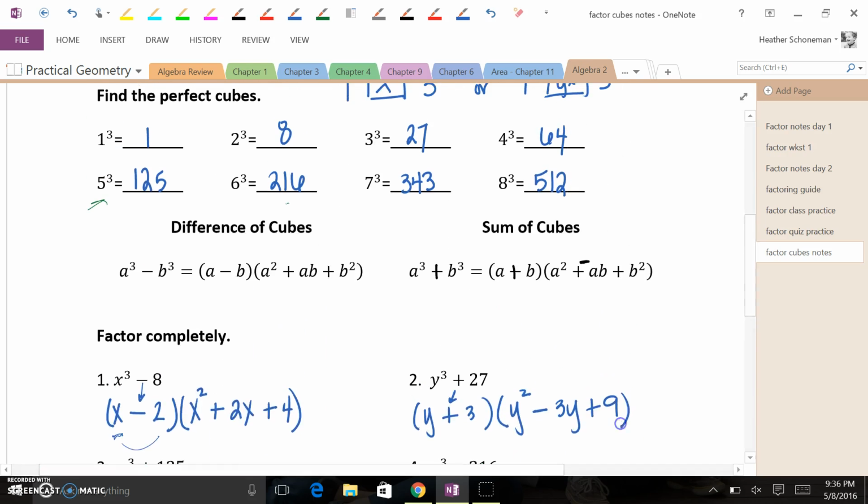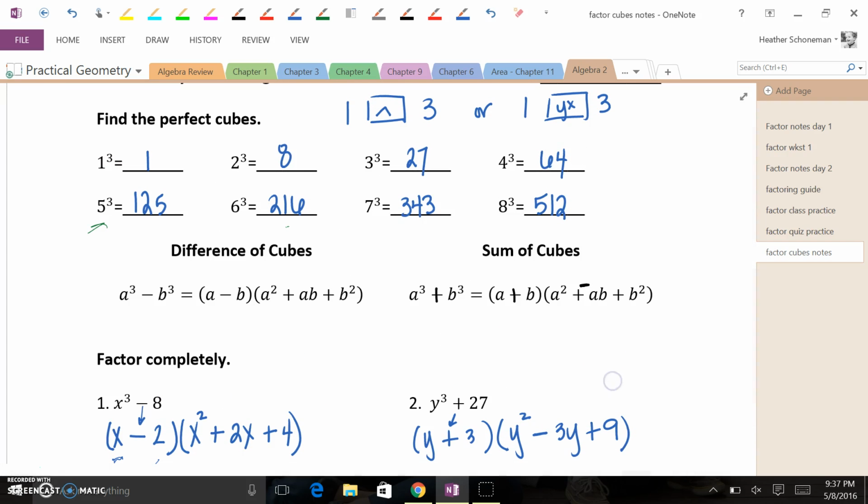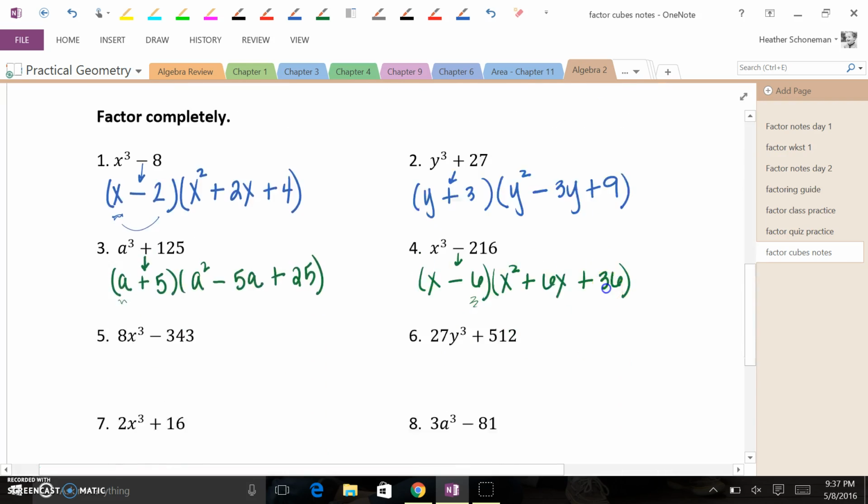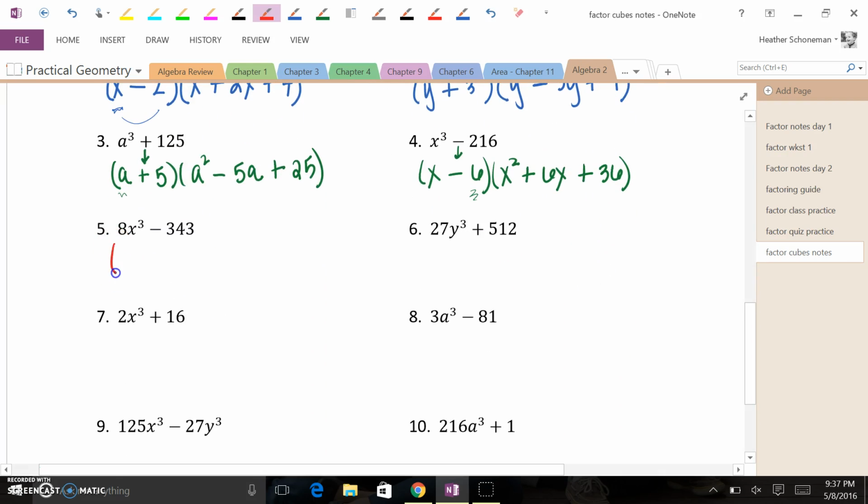Okay, this is still the same thing, but now there's two numbers. Check. Are 8 and 343 on the list? They sure are. 8's with the 2 and 343 is with the 7. Alright, so the cube root of 8x cubed is 2x. This sign stays the same. Cube root of 343 is 7.